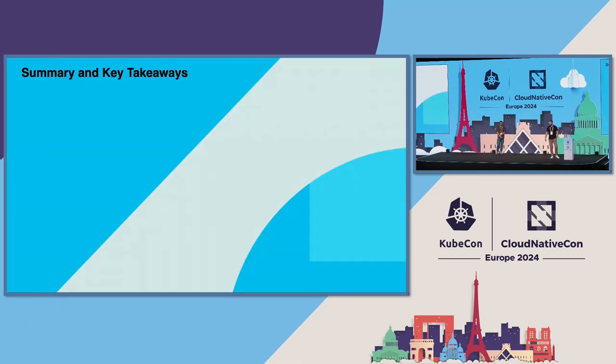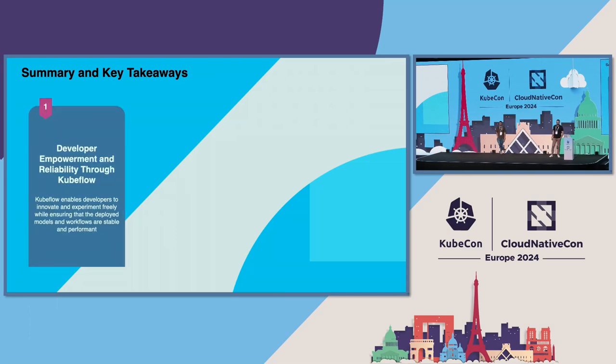With that, we come to the summary and the key takeaways that we really want to provide to you today. First and foremost, developer empowerment and reliability is enabled through Kubeflow in this case. We really experienced over the last few years that it's very important to empower your developers to do their job like they need to do it, but also to make sure that you don't force them into a certain work mode while keeping everything stable.